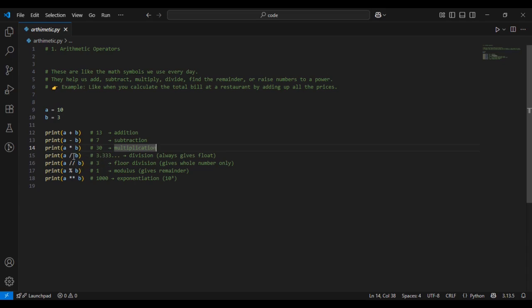As you can see, if we use one forward slash, it gave us 3.33, and if we use two forward slashes, it gave us just 3. And the percent sign is used to find the remainder, also known as the modulus sign. So if we divide 10 by 3, the remainder will be 1. So it will give the answer of 1. And this symbol is used to raise a value to a certain power, and it is two star signs. One star sign is used for multiplication and two star signs are used for exponentiation. For example, if we raise 10 to the power of 3, it will give us the answer of 1000.